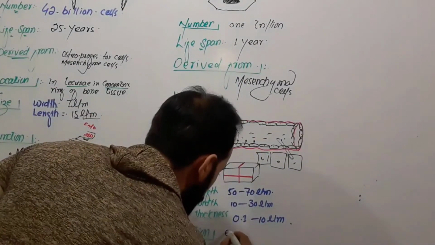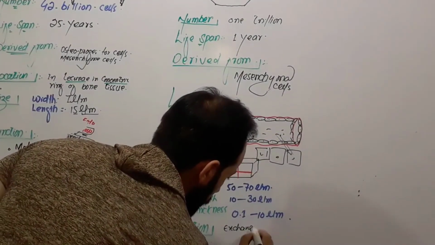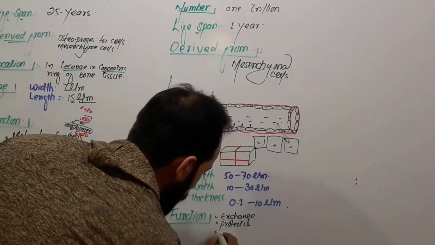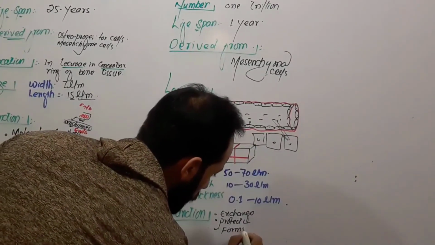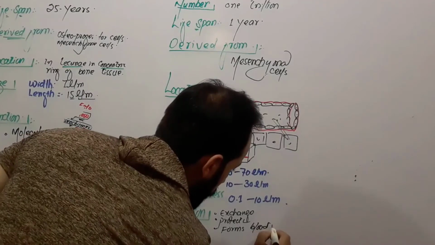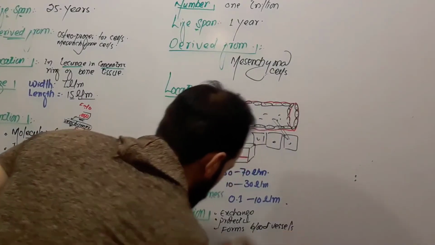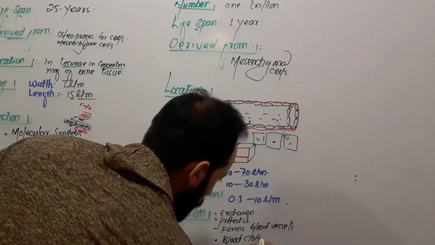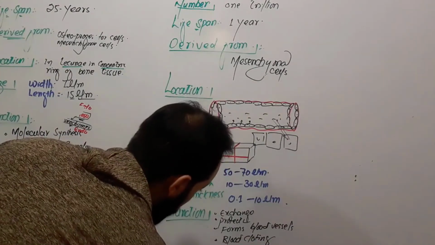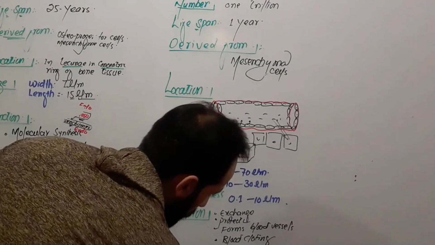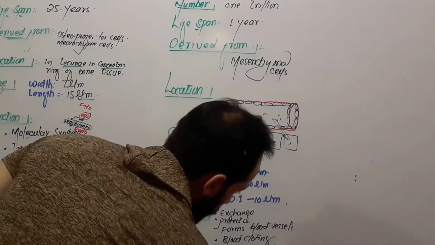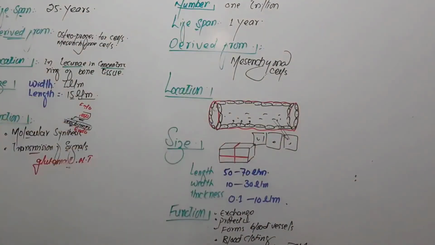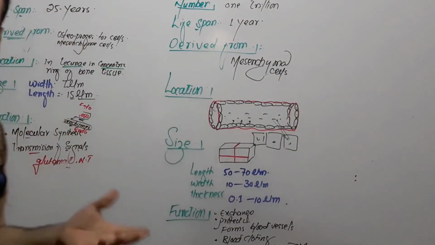So their functions are exchange, protection, forming blood vessels, and they help in blood clotting. We have a lecture on that. And they also prevent blood clotting. So these are some important functions that these endothelial cells perform.